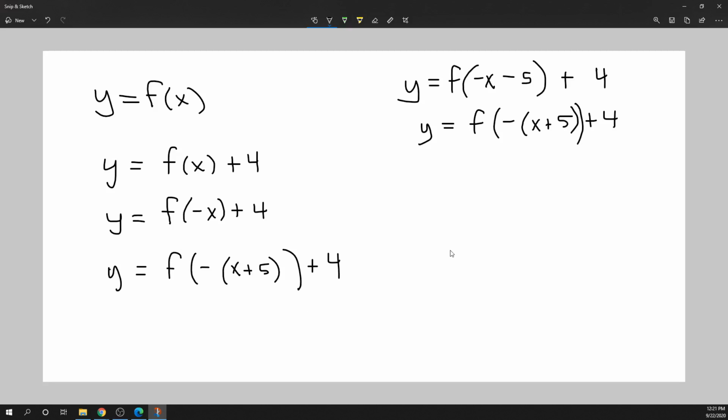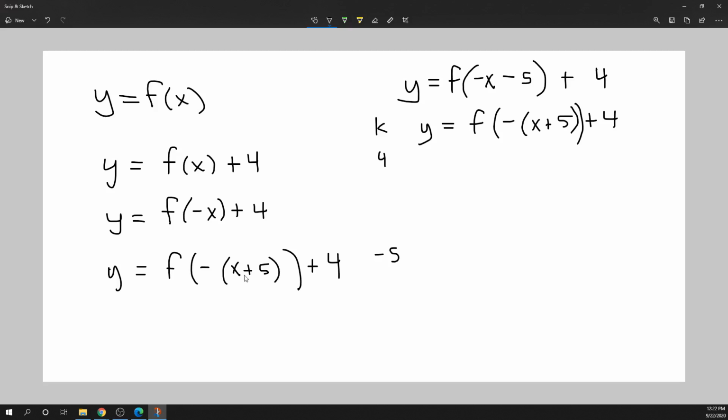Okay, so now the next thing that we have to do is to figure out what the k is and the pointwise effect for each of those. All right, so here the k would be 4. Here there's no k, it's a reflection. And then here the k would be minus 5. We replaced x by x plus 5.